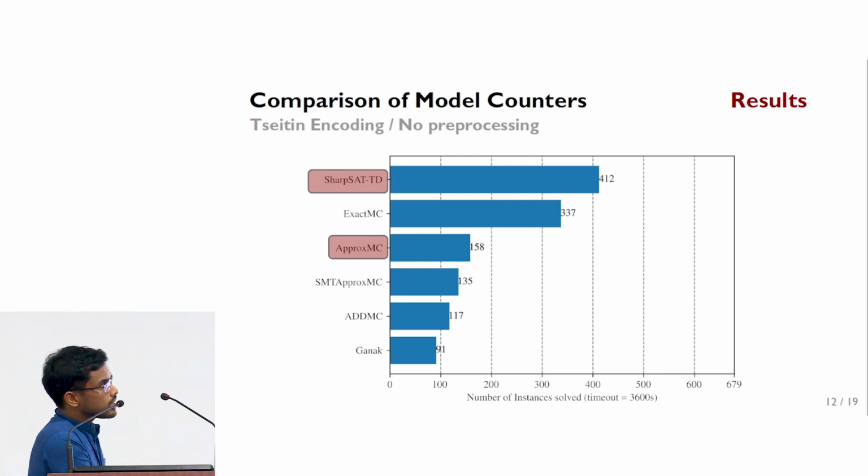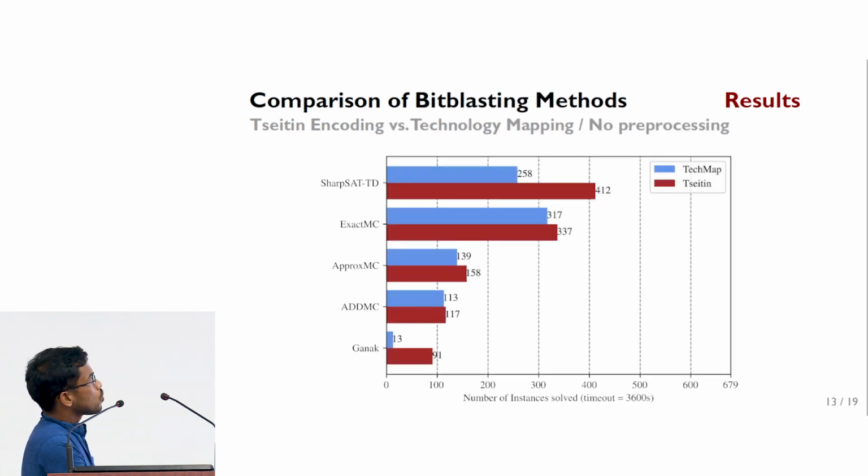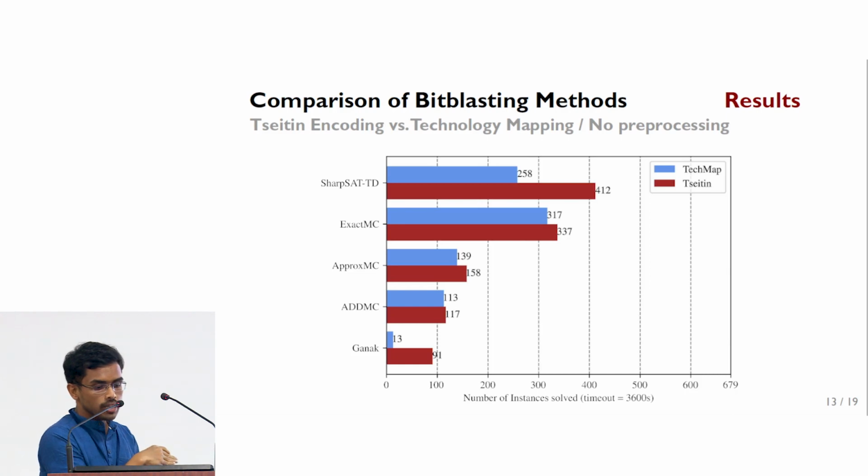The next thing we compare is the bit blasting techniques. We have two bit blasting techniques: Tseitin encoding and technology mapping. The red lines represent the instances that were bit blasted using Tseitin encoding. The blue ones represent the instances that were bit blasted by technology mapping. And it is quite evident that Tseitin encoding is better in all of the cases. For all of the cases, Tseitin encoding performs better than the technology mapping based bit blasting.